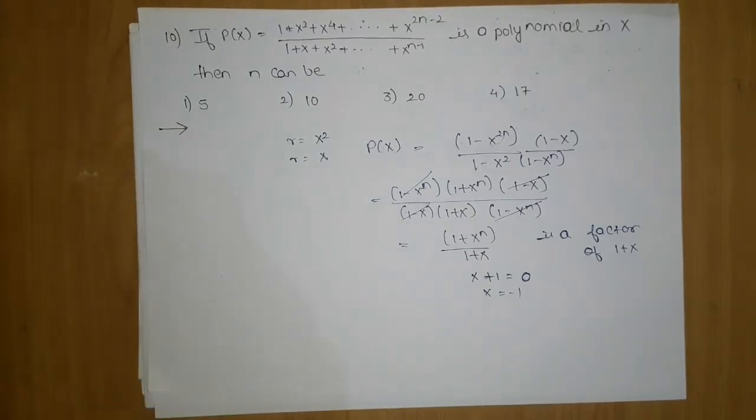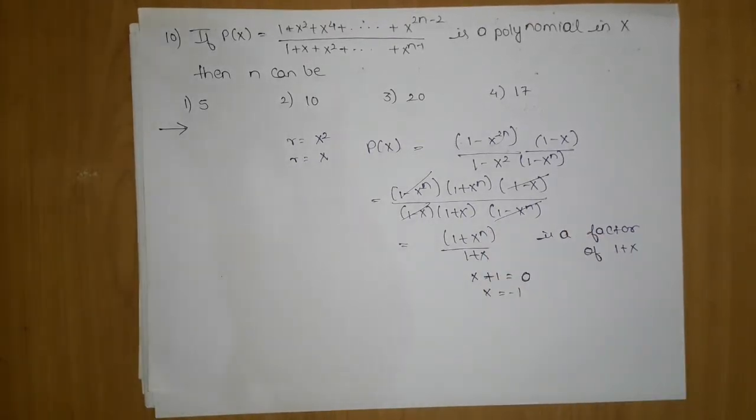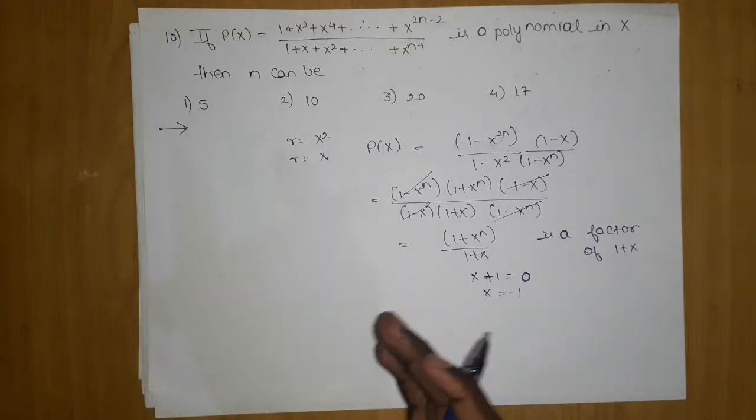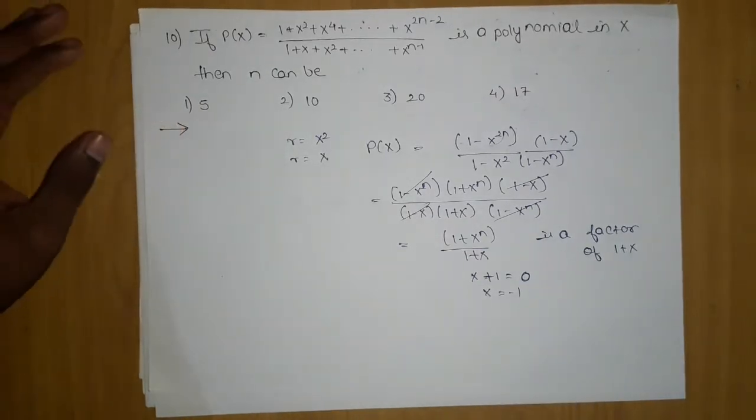Okay, then they are telling that if it is a factor, then what can be the possible values of n for which it will be divisible. Just assume that it can have factors. Don't get confused in this step about whether it can have factors or not, because they are asking for n indirectly, it means that it is factorable. So x is equal to minus 1 should satisfy this. If it is satisfied, then x equals minus 1 is a solution of this polynomial.